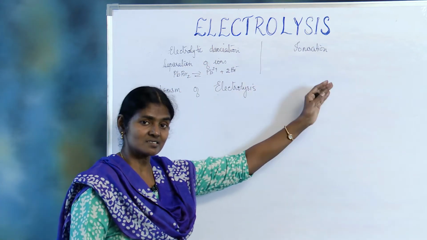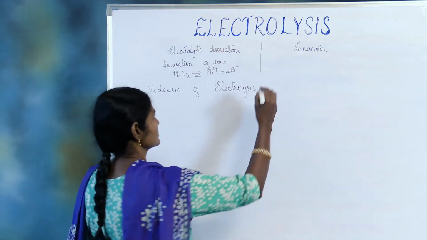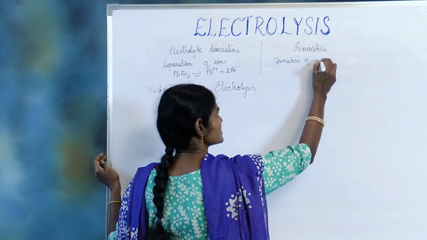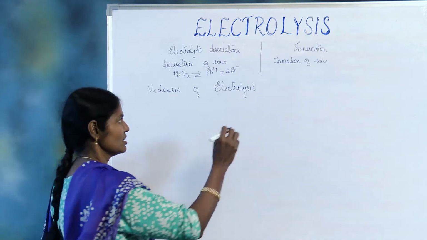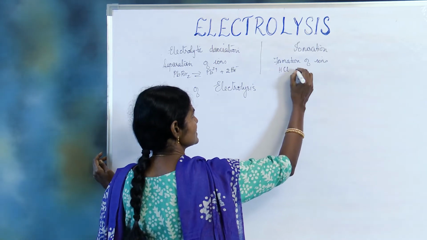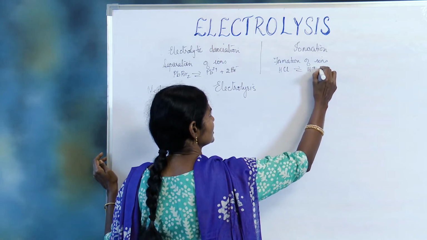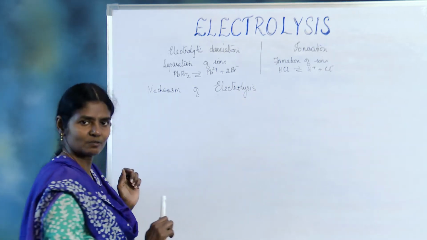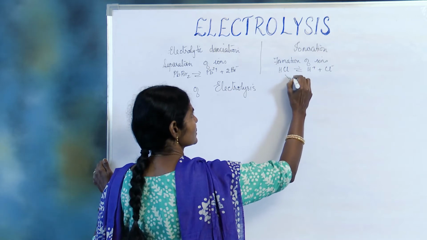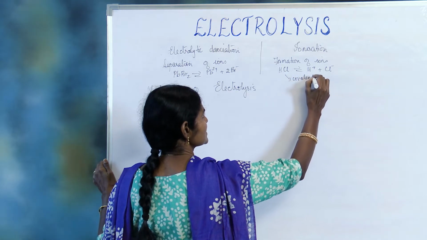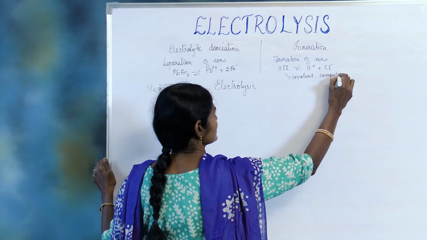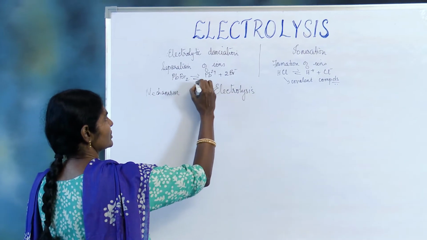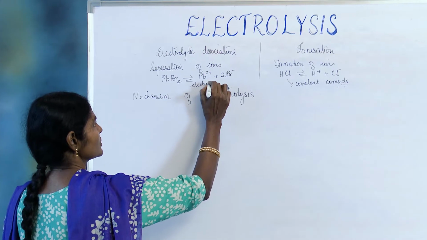But ionization means to form ions. So this is formation of ions, which means ions are not present, but we are going to form ions. For example, hydrochloric acid would break down into hydrogen ion and chloride ion. This happens in the presence of water, and this is a covalent compound. So this happens for covalent compounds. When they get ionized, we call it ionization. Dissociation would be for electrovalent compounds or ionic compounds.